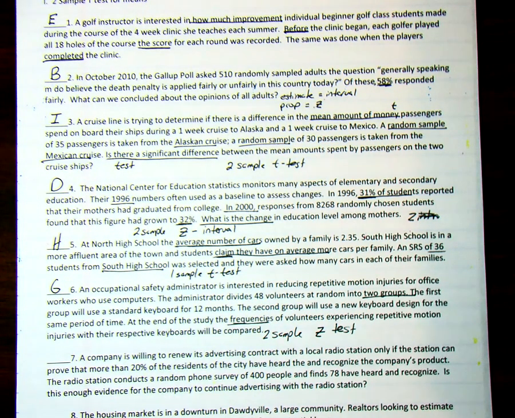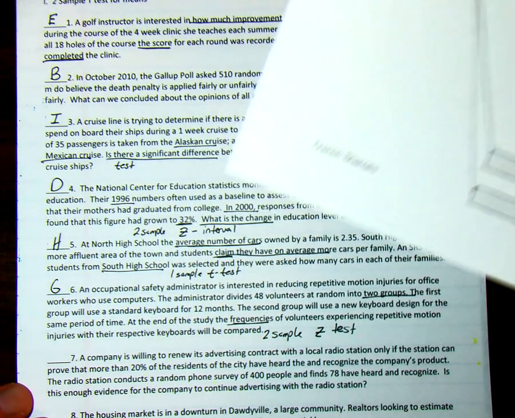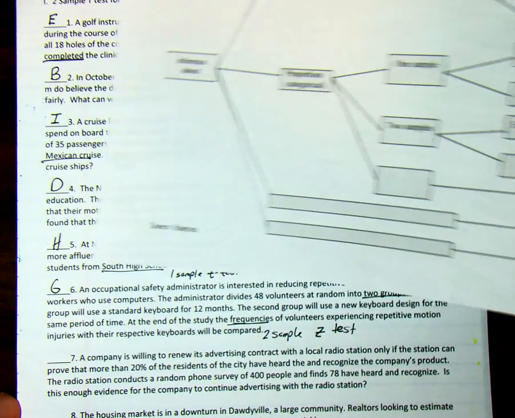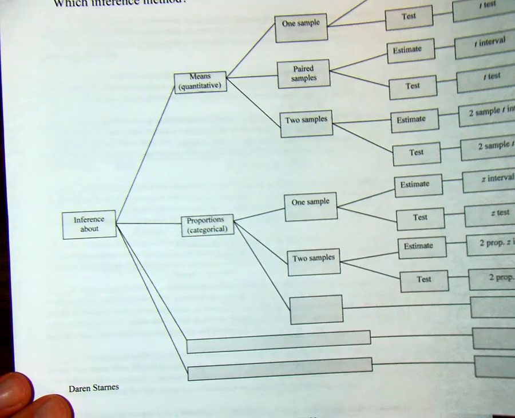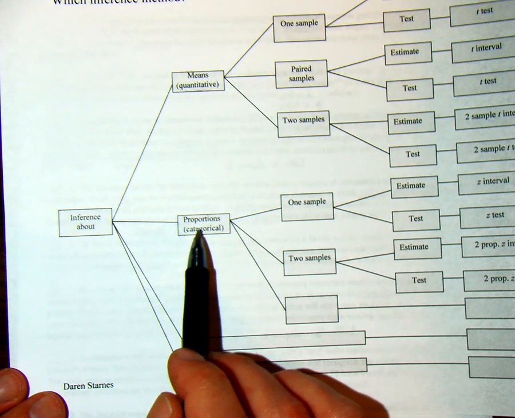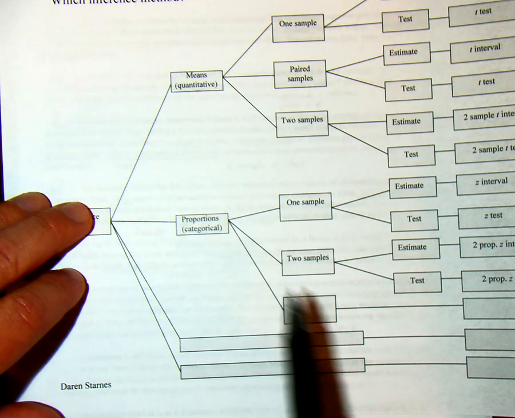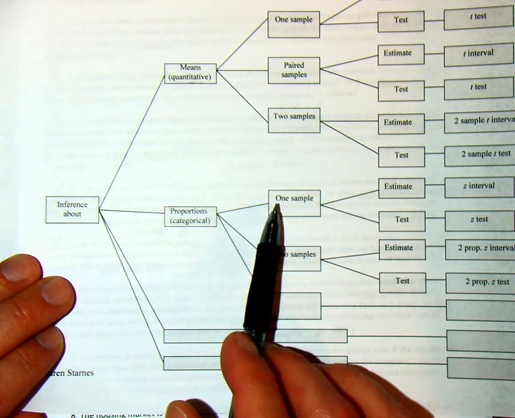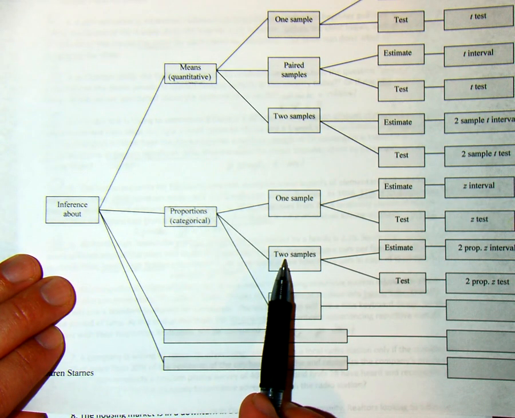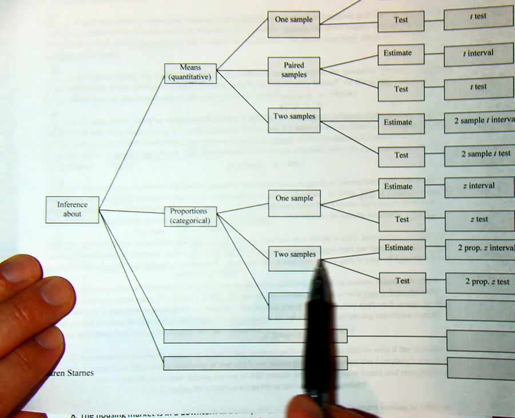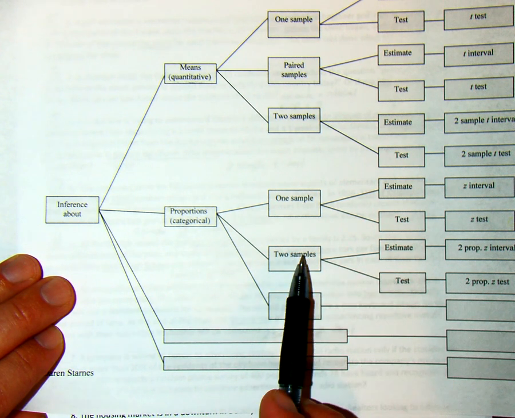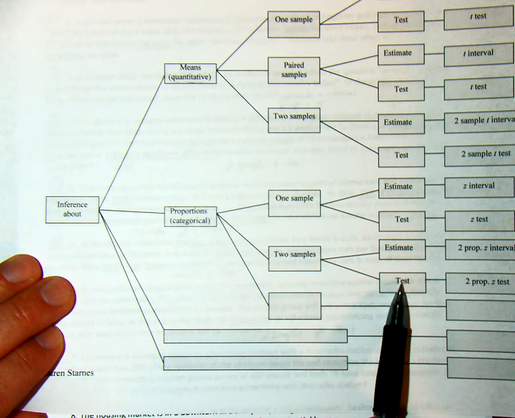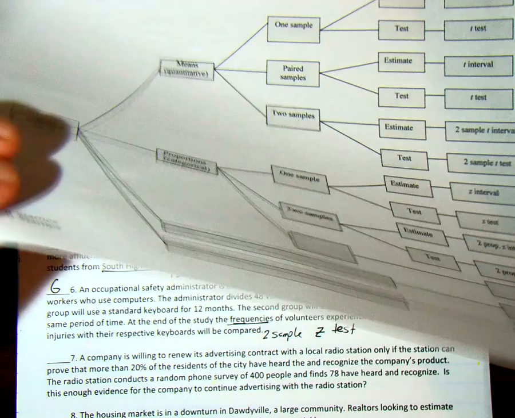And number 7. I forgot I was going to walk through this each time, what I meant to do at the beginning. Okay, again, we have the occupational. We were talking about proportions. We're talking about the proportion of people that have the repetitive motion injury. That proportion came from two samples, one that used a standard keyboard and one that did not. They did not ask me to estimate the difference. They just wanted to ask me, is there a difference? So that's a test. And so that's the two-prop z-test.